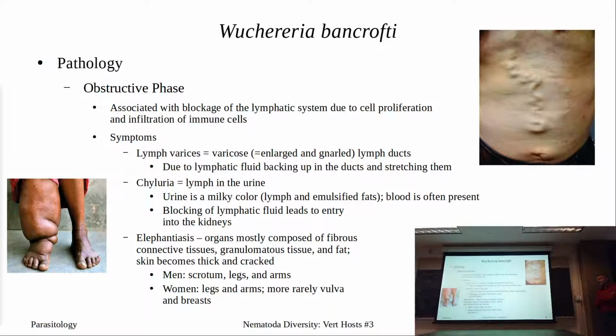And then you can get this elephantiasis, which basically transforms the organ. So you've got continued blockage of the lymphatic vessels, all right, lymph fluid buildup, and then you're going to have the thickening of the skin and stuff and the tissues. So basically, the organs start to become mostly connective tissues, granulomatous tissue and fat. Skin's going to be thick and cracked.